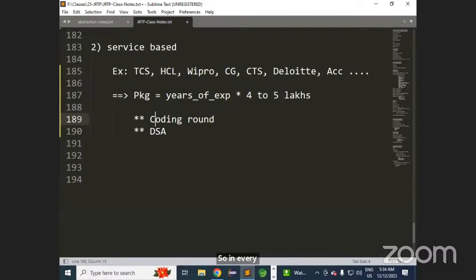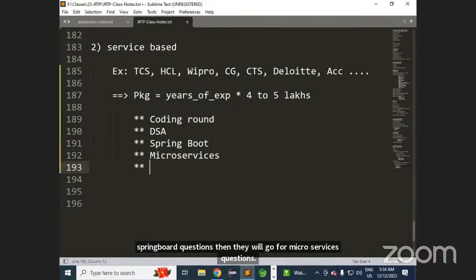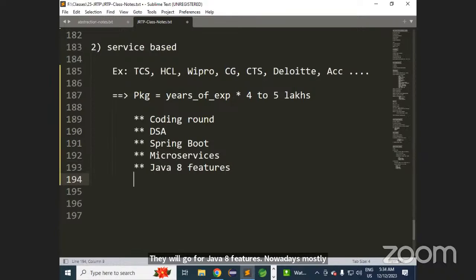They are checking your knowledge on the data structures. Once this data structures round is completed, if you pass in the coding round, then they will go for Spring Boot questions. Then they will go for microservices questions. They will go for Java 8 features. Nowadays, mostly they are asking Java 8 features. They will expect some knowledge on the tools. They will expect some knowledge on cloud also.